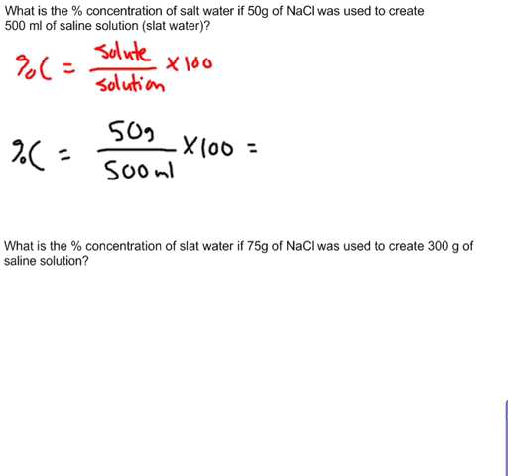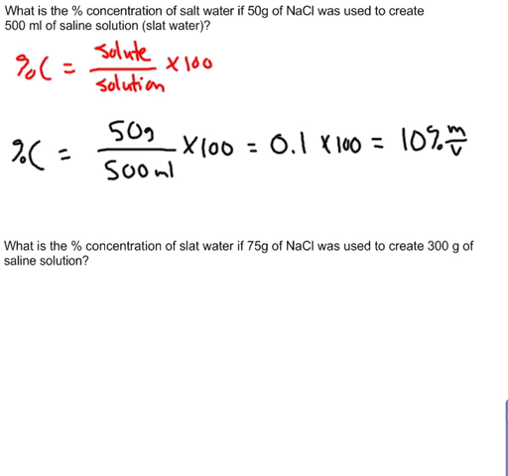And so when we divide 50 by 500, we get 0.1, and we times that by 100, we get 10%. Now, to show that this is a mass and a volume, you might write M over V to indicate that's a 10% mass by volume solution.